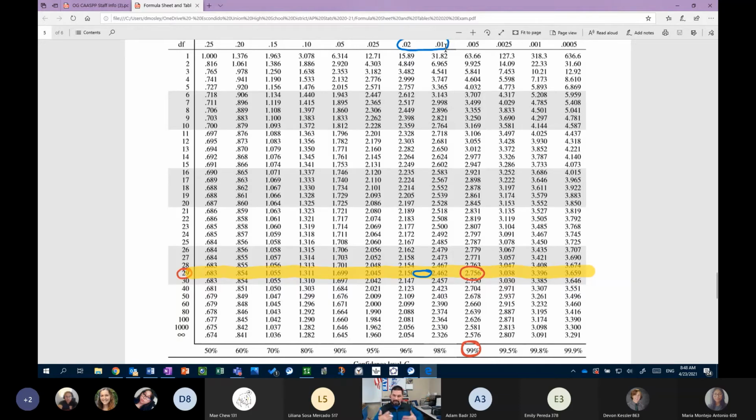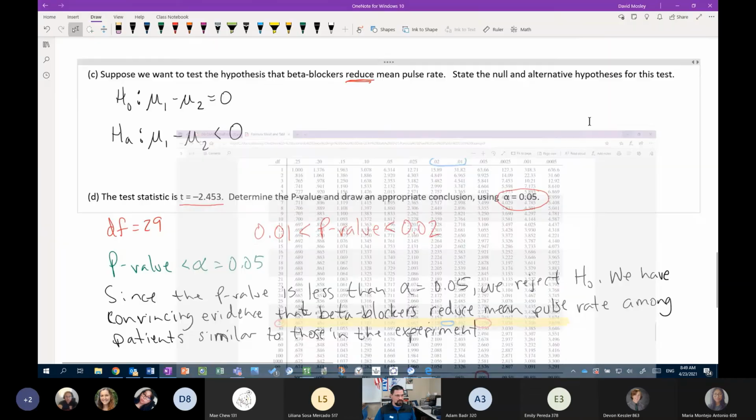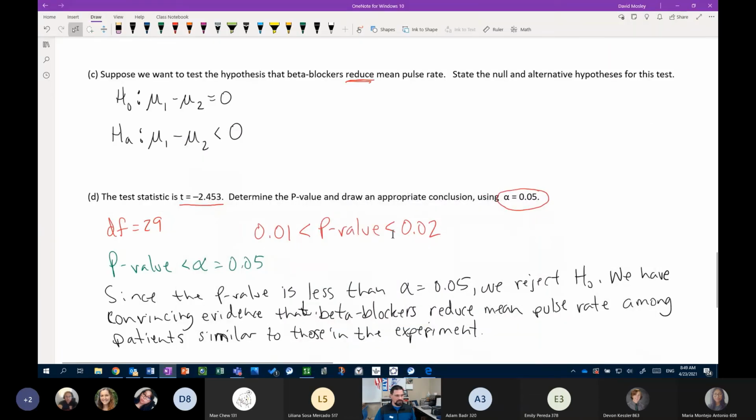And again, when we write that interval, or we write that inequality, we always write the smaller value first. So we get 0.01 is less than p-value is less than 0.02. Since 0.02 is definitely less than 0.05, the p-value is less than alpha. So since the p-value is less than alpha equaling 0.05, we reject the null hypothesis.